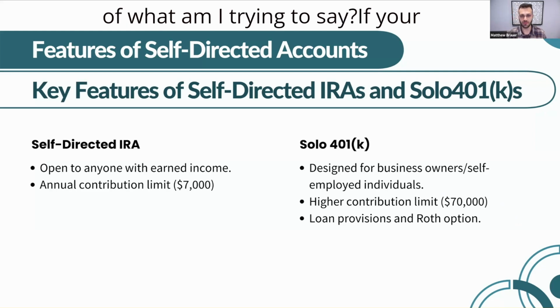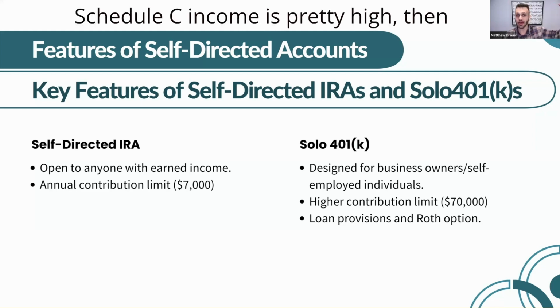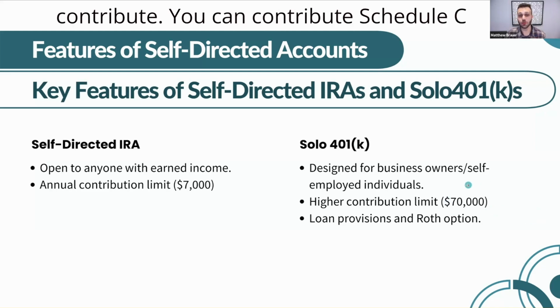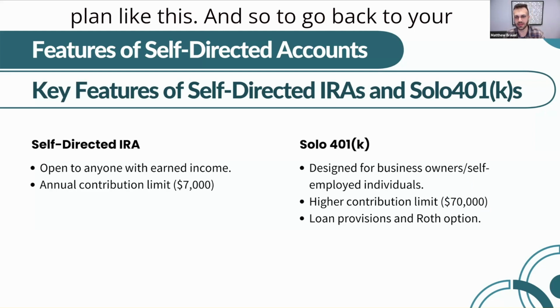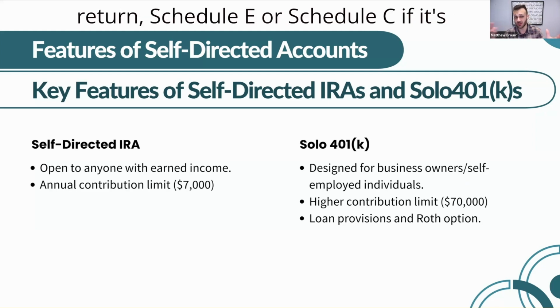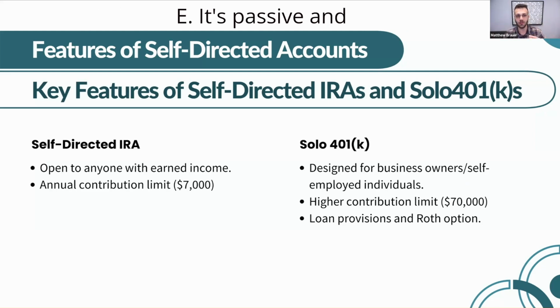If your Schedule C income is pretty high, then that's what you're eligible to contribute. You can contribute Schedule C. You cannot contribute Schedule E to a plan like this. And so to go back to your question, Deb, I would say look at a tax return, Schedule E or Schedule C. If it's E, it's passive, and Schedule C is active self-employed income.